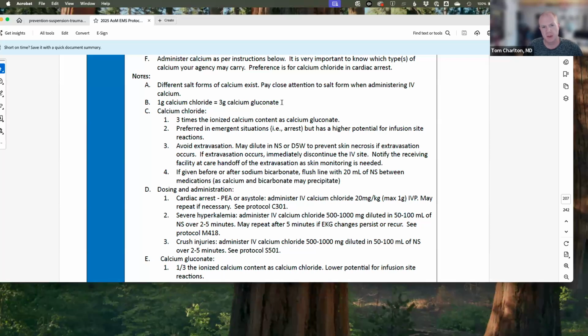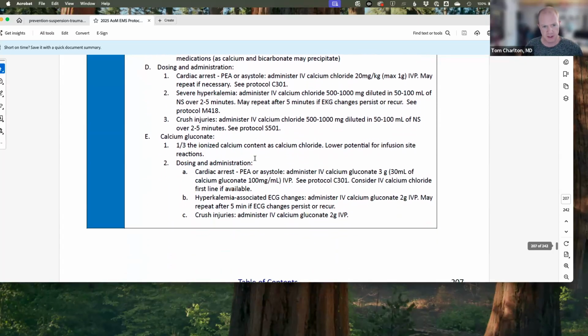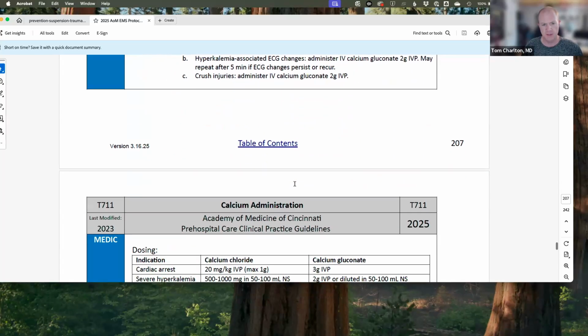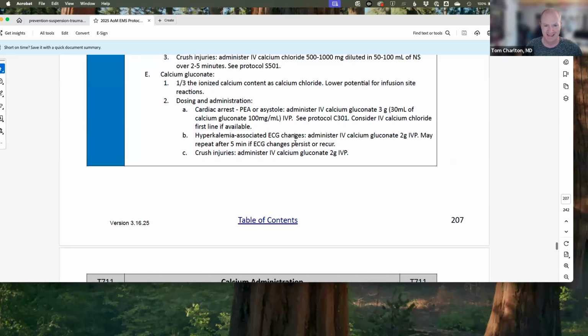But it's important you know what you are carrying, that way you can appropriately grab the amount that you're supposed to. And the biggest thing to call out is that 1 gram of calcium chloride is equal to 3 grams of calcium gluconate. So you need more calcium gluconate than calcium chloride. But the protocol goes through and tells you exactly how you're supposed to do that. And I just saw I don't have a link, so I need to fix that. So I will fix that for the 2026 version, I guess.